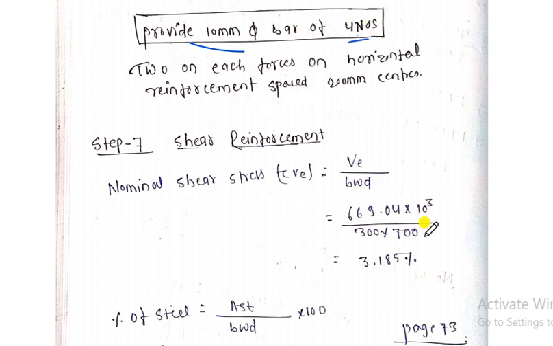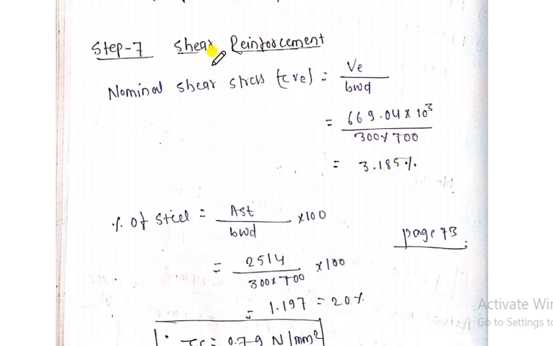In step 7 we'll calculate the shear reinforcement, as for the T sections. For shear reinforcement we need to calculate the equivalent nominal shear stress, given as Ve by bw d. V we have already calculated, that is 669.41 kilonewtons. We have to take it into newtons, so into 10 to the power 3. bw is 300, already given or calculated above. d is 700, the effective depth. So we got 3.18 Newton per mm square.